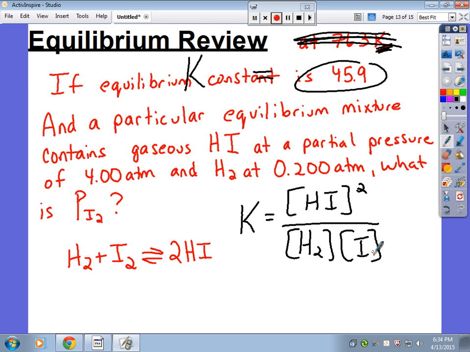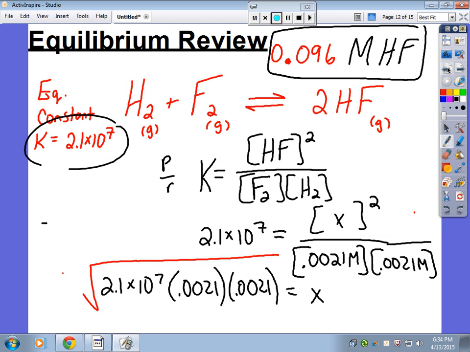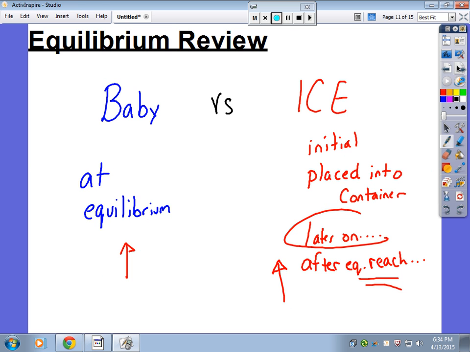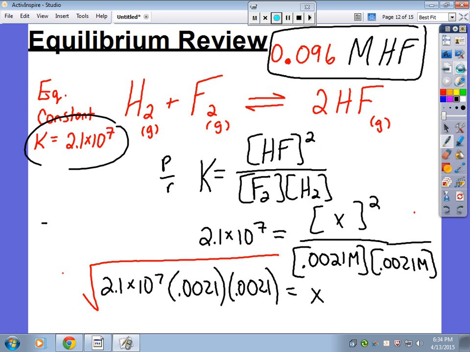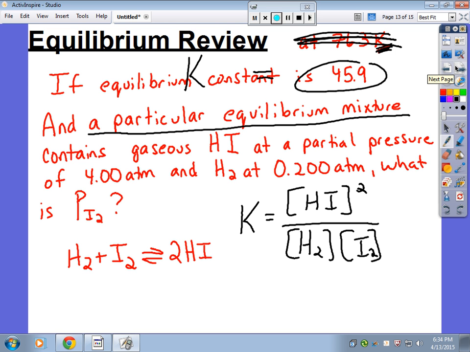And what do I know? It says a particular equilibrium mixture. That means that this problem is at equilibrium, and so it's a baby problem. Okay? So I don't need to think anymore. I just go ahead and plug these values in.